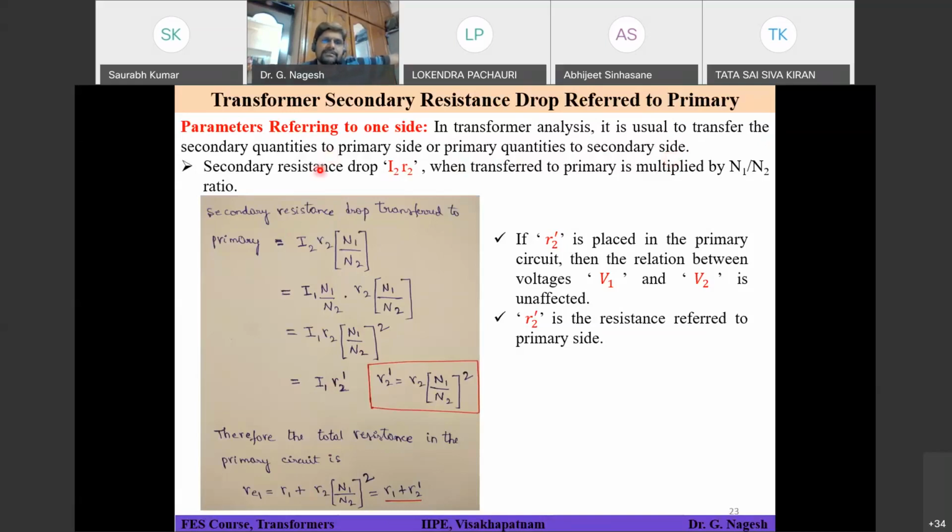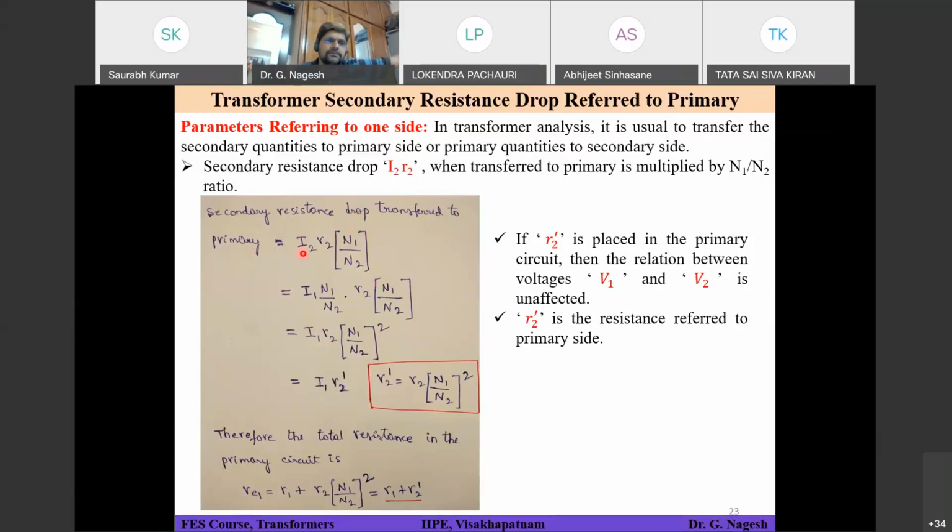So the secondary resistance drop is I2 into R2. This is the actual resistance drop on the secondary winding, which is I2 into R2. When transferred to the primary side, it is multiplied by N1 by N2. That means voltage is transferred in the direct ratio. Direct ratio means that, depending on which winding you are moving to, that winding's number of turns should be in the numerator and the other winding's turns in the denominator. So I2 into R2, when transferred onto the primary side, will have an impact in this fashion.